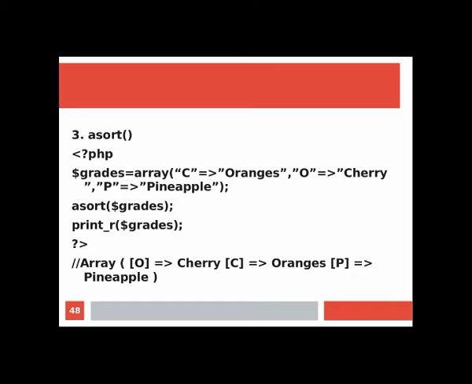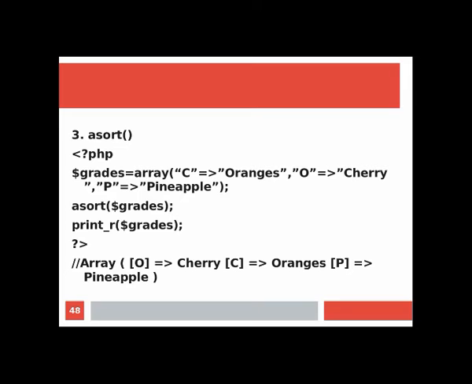in bracket within double quote C, arrow, within double quote oranges, comma, within double quote O, arrow, within double quote cherry, then comma, within double quote P, arrow again within double quote pineapple, bracket complete, semicolon. asort, which is our function, in bracket $grades, that is the array variable, semicolon. And here the print_r statement, because of print_r the complete array will be printed, and in bracket $grades, which is the array variable again, and end of the PHP tag.